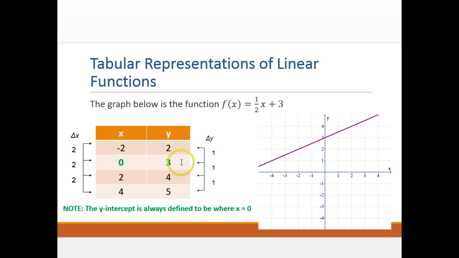And again, if I look at my table, by definition, your y-intercept is always where the x value is 0. So here is 0, 3. This is the 3 on my function.